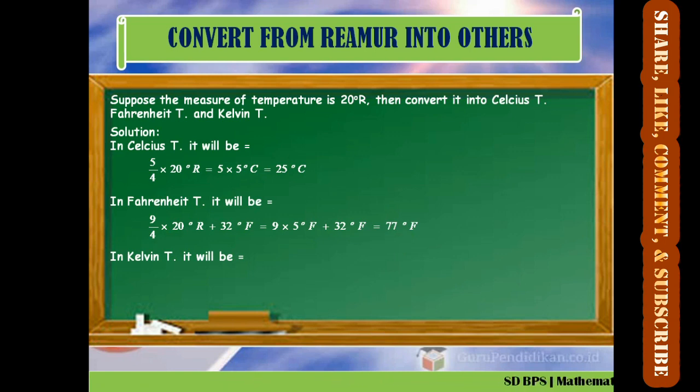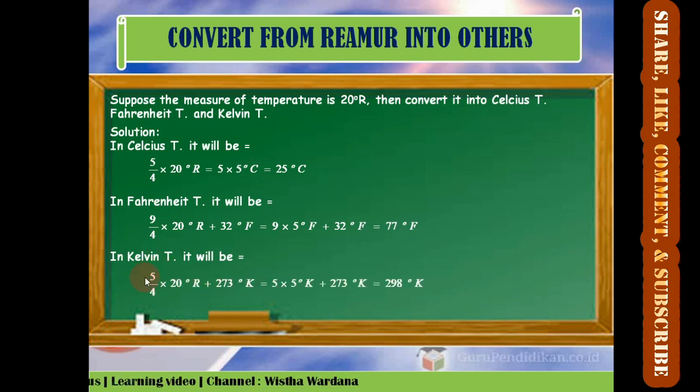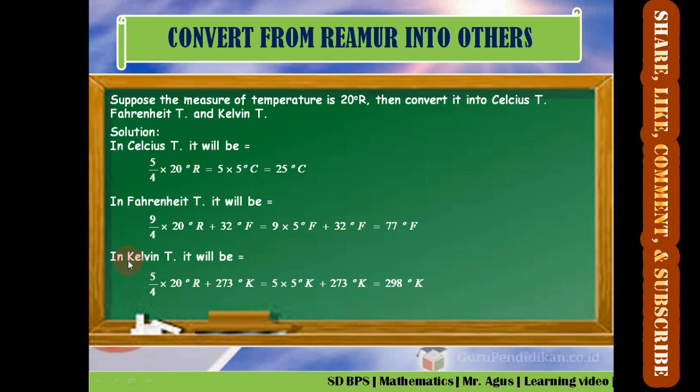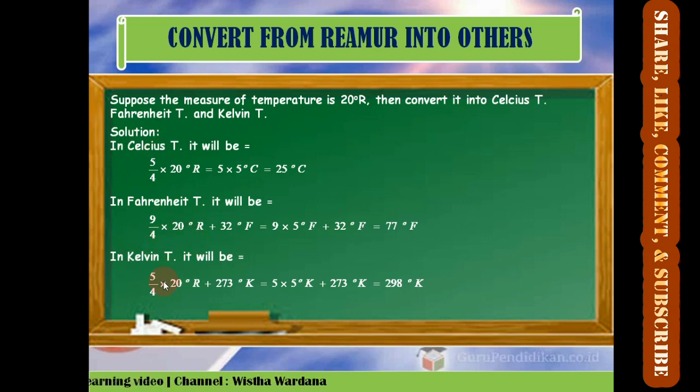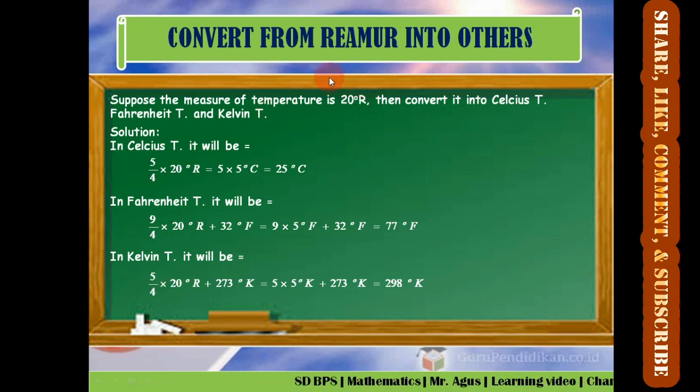Move to the other one. Look at this one. We have 5/4 again. Why? Because the proportion of Kelvin thermometer is the same as Celsius thermometer. The proportion of Kelvin thermometer is 5. So you have to put 5 as the numerator, and the proportion of the Reaumur becomes the denominator.